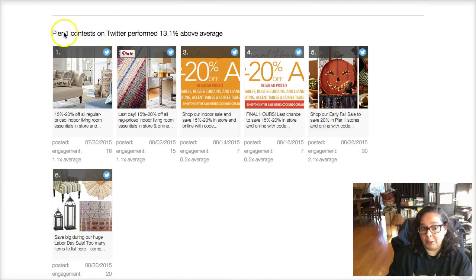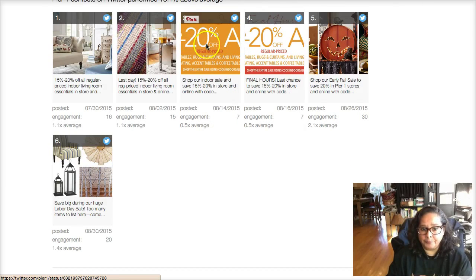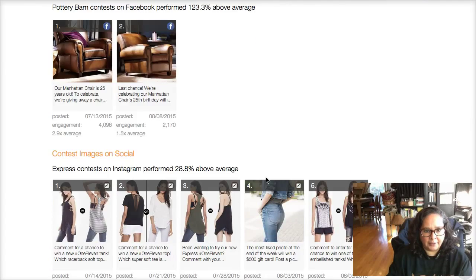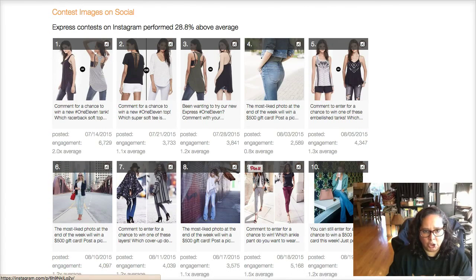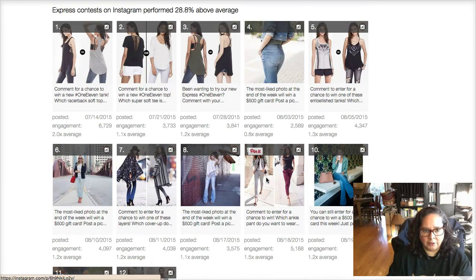Okay, so Pier 1 performed 13% better on Pinterest. So let's take a peek. Their sale prices got like 7 engagements, but really beautiful pictures. And this is really cute. So they got 30, 2 times average. And then pictures of chairs. Ooh, this one really did good.